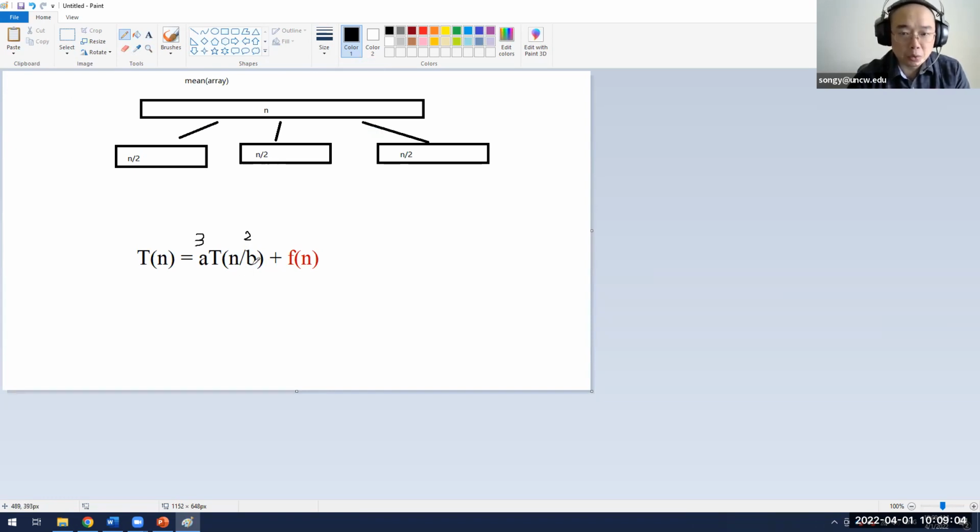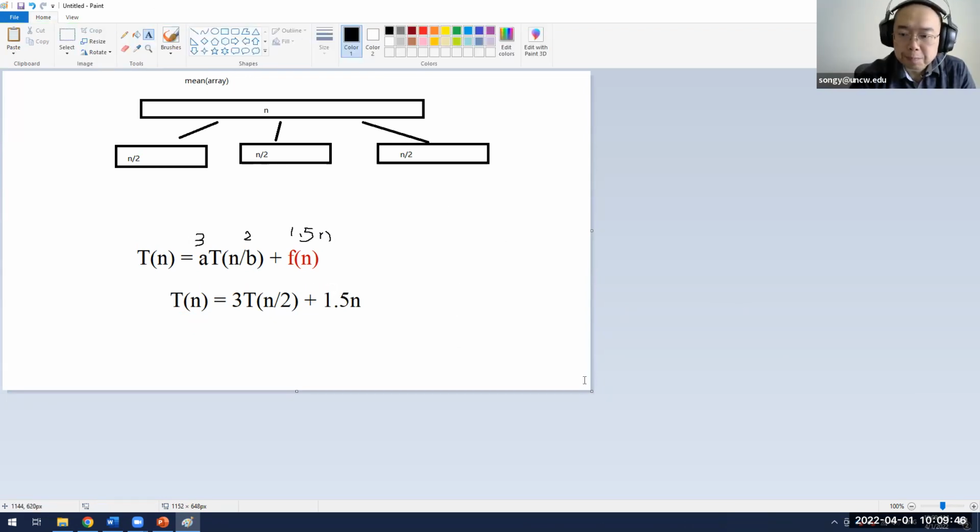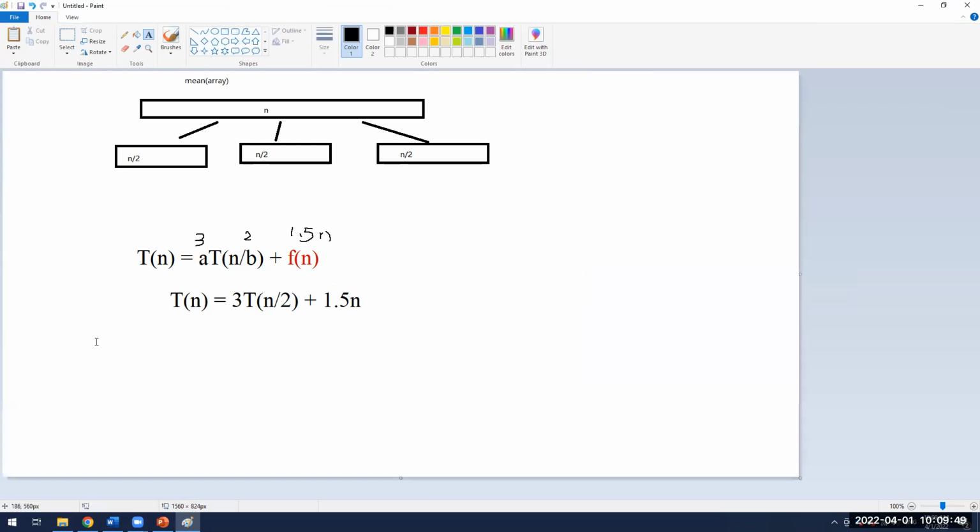And then there's also a cost: every time that we do this divide and conquer, there could be some additional cost. For example, this f(n) is, say, 1.5n. Okay, so let me rewrite this. So now you have T(n) equals 3T(n/2) plus 1.5n, right? Yes. Okay, so this is your recursive version of T(n), right? Yes.